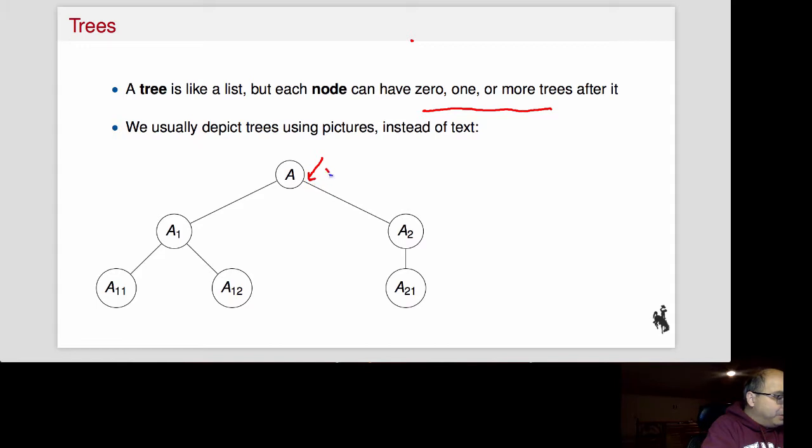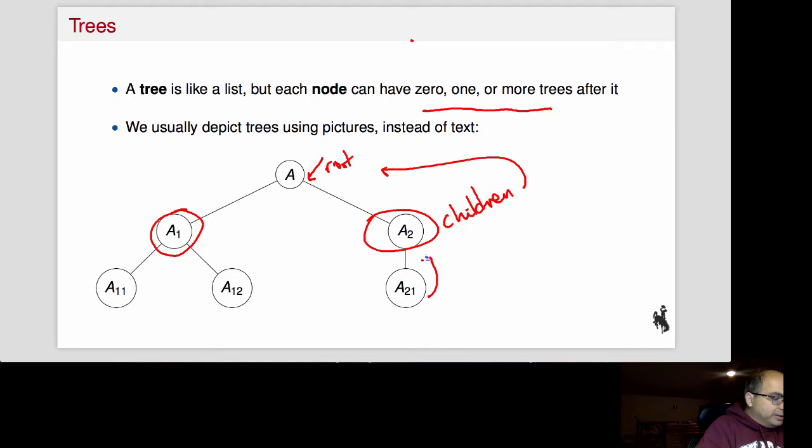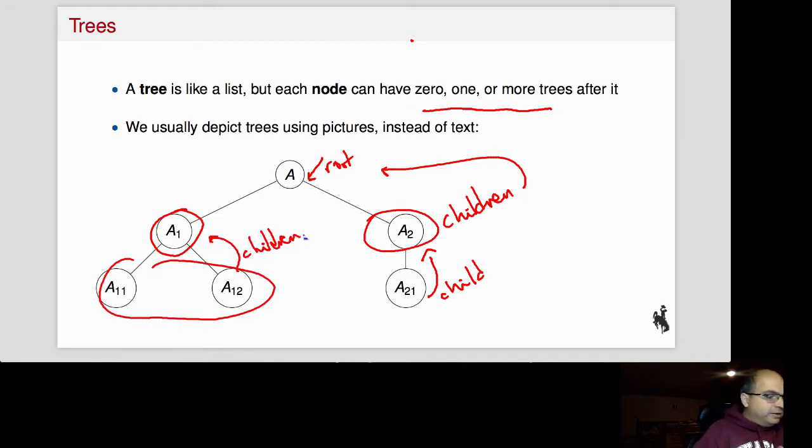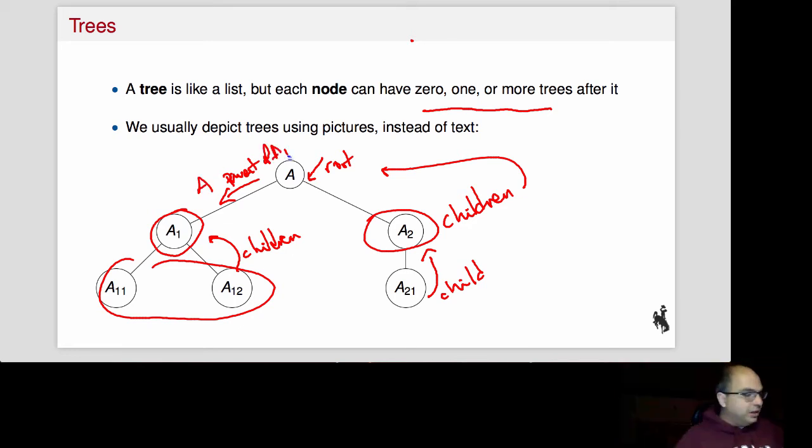So we have A up here, we call that the root of the tree, and then we have A1 and A2, and these are children of A. And A21 is a child of A2, and A11 and A12 are children of A1. And then conversely, we call each node the parent of its children. So A is the parent of A1 and A2. So in this direction, we have parent. A is the parent of A1. So those are the kind of terms that we use for trees.